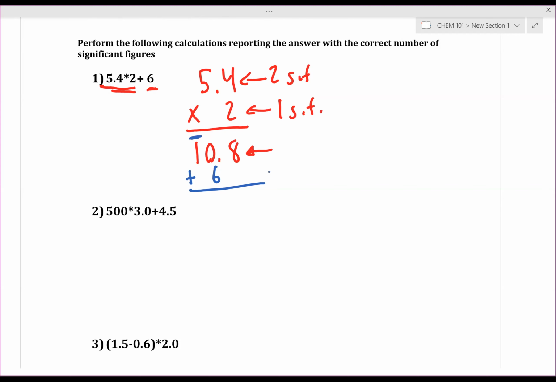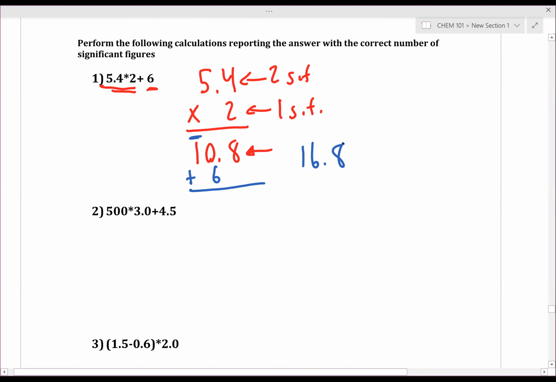So if we compare, we're looking at 10.8. Is this 0 in the ones place significant? Is this 0 significant? No. We only established this 1 is the only significant digit. So we can only report up to the tens place. So when we compute this calculation out and we get 16.8, what place are we rounding to?